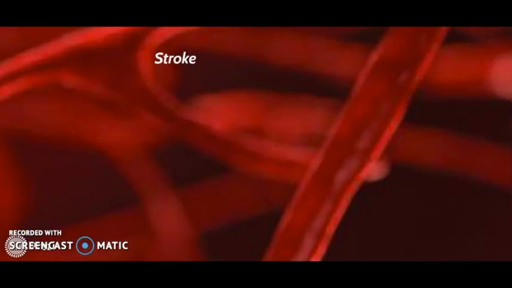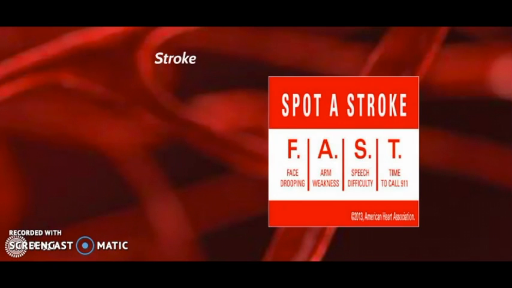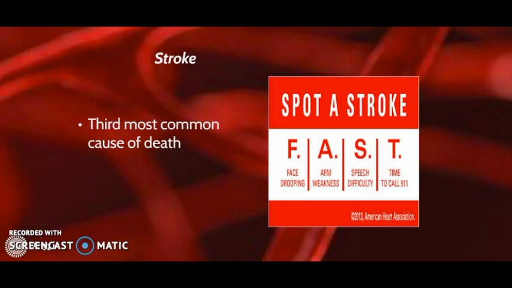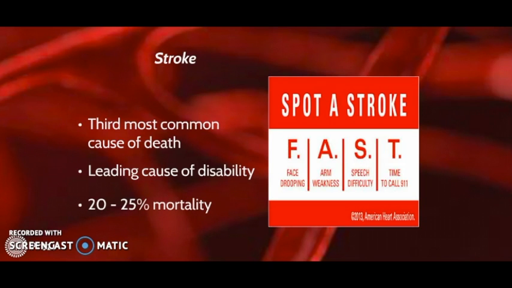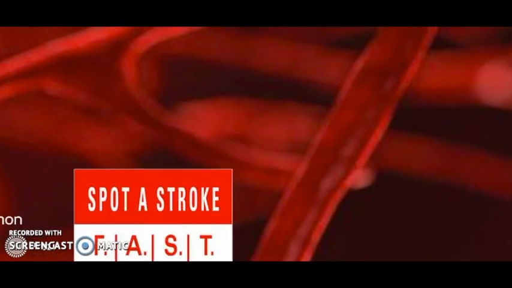First, we will talk about what a stroke or a CVA is. You might recognize this image. FAST stands for face drooping, arm weakness, speech difficulty, and time to call 911. This is to easily recognize a stroke. Strokes are the third most common cause of death and the leading cause of disability at an older age. Strokes have a mortality rate of 20 to 25%.